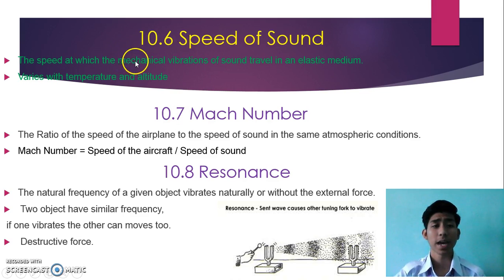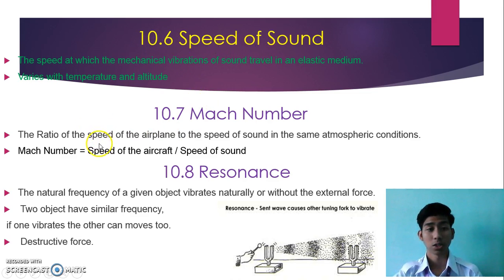Speed of sound, the speed at which the mechanical vibration of sound travels in an elastic medium, varies with temperature and altitude. Mach number, the ratio of the plane's speed to the speed of sound under the same conditions. Mach number equals speed of the aircraft divided by speed of sound. Resonance, the natural frequency at which objects vibrate naturally without external force. If two objects have similar frequency and one vibrates, the other one can move. This can be a destructive force. You can see a picture of resonance in my slide.